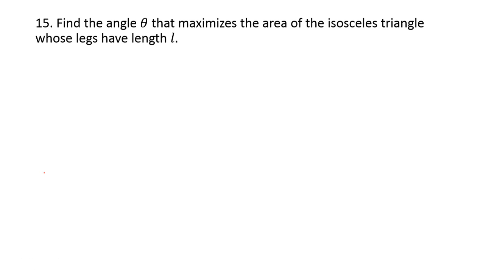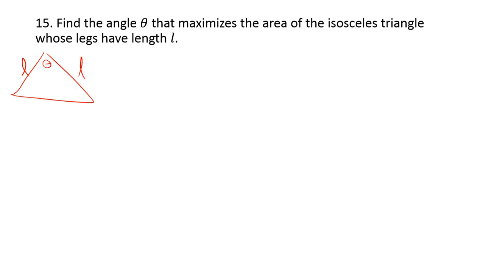Alright, so here's the last one. It's going over the last three problems, 15, 17, and 19. So, 15. Find the angle theta that maximizes the area of the isosceles triangle with length L. So, if we have our isosceles triangle, length L, and theta.